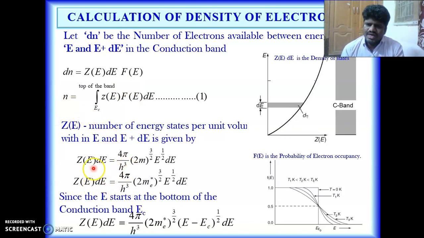Here we know that Z of E dE is equal to 4 pi by h cube times 2m whole power 3 by 2 times E power 1 by 2 dE. This is the generalized equation, but here we have to take it for the electrons, so we have to replace this m value with m star. Here energy is starting from the EC value, so this energy should be E minus EC. We replace E by E minus EC, which gives the Z of E dE, the density of states within the energy of E and E plus dE.